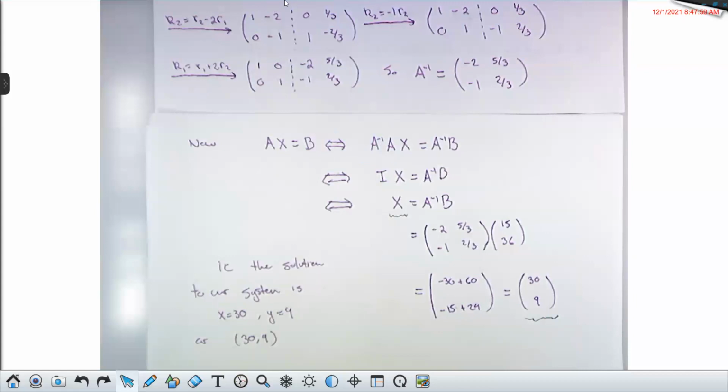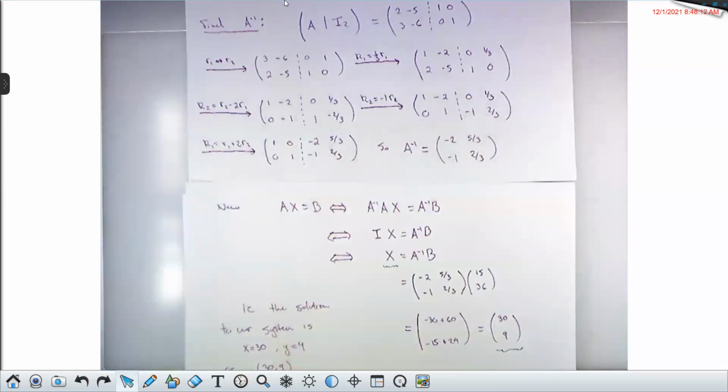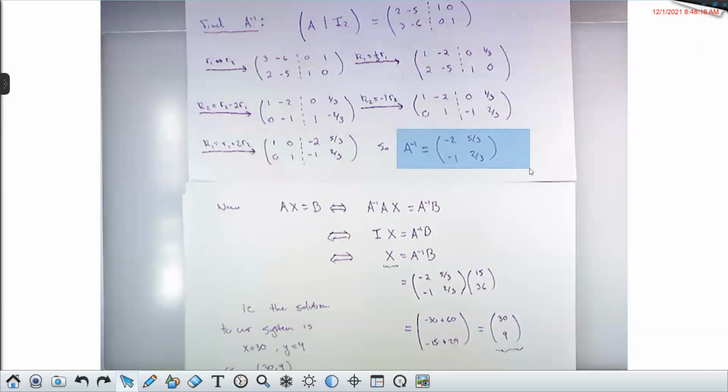I'd like to also do an example with a 3x3, and then I'll show you some shortcuts for finding matrix inverses. Because if you look at where all the time was spent in this procedure, all the work was done finding A inverse. If somebody just handed me this inverse, then all I'd have to do is multiply these things together and boom, there's your solution.